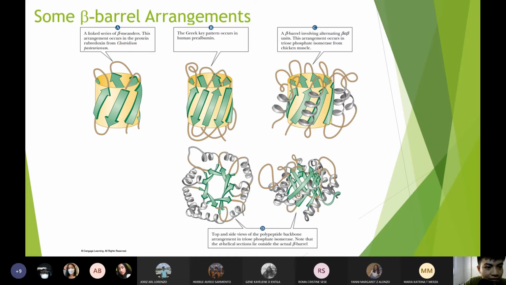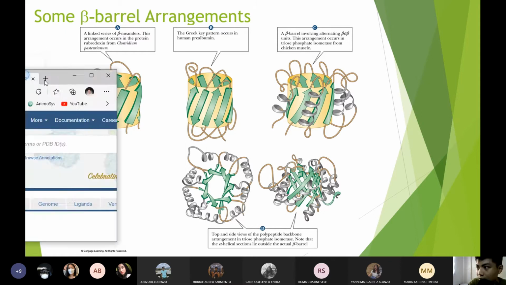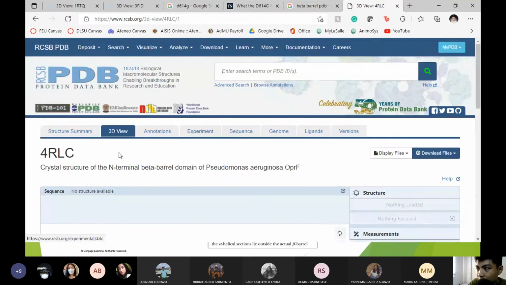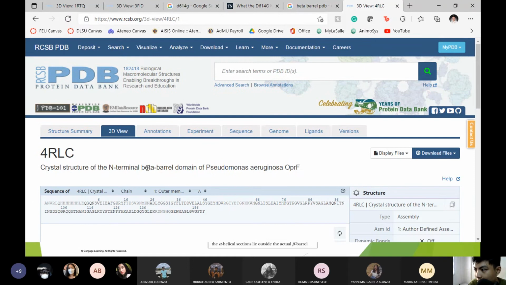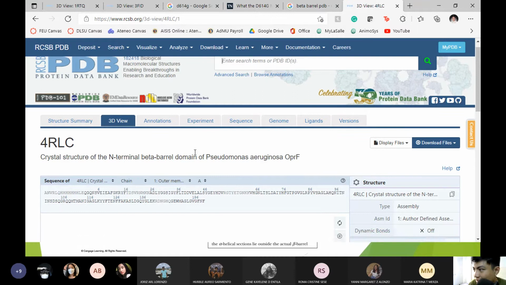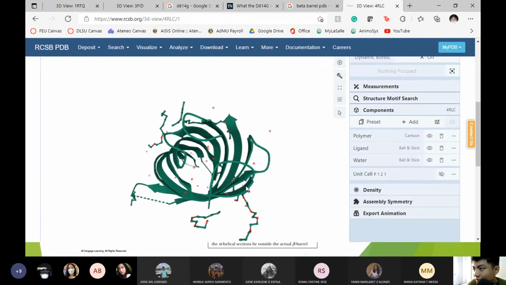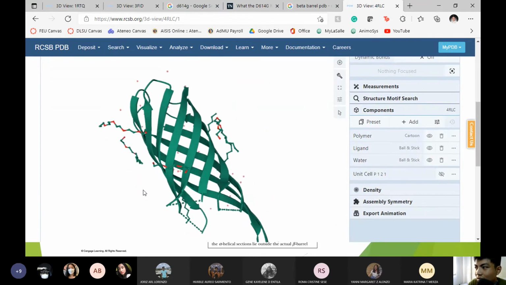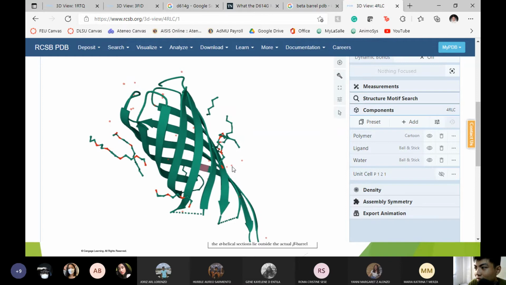Beta barrel. Anyway, I can't see the exact proteins there, but this is another protein. This is the N-terminal beta barrel domain of Pseudomonas aeruginosa. Wow, so that's the beta barrel.